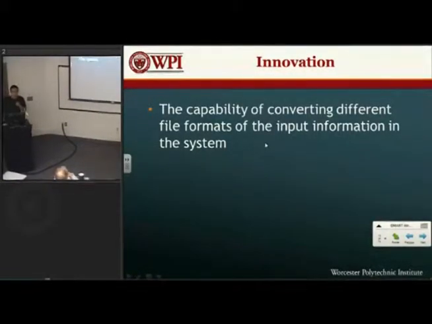In our design, there is an innovative idea, which is that we think the rapid prototype machine should have the capability to convert different file formats of the input information. Today, most rapid prototype machines require a unique file format, which is mostly the STL file. We think it will be convenient for the customer to directly put their design files into the machine and let the machine do the conversion for them.